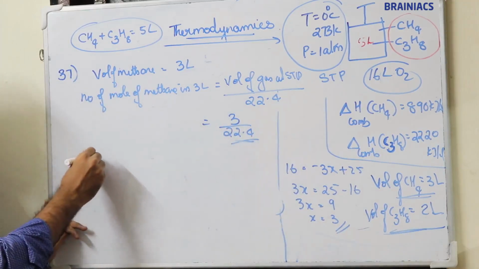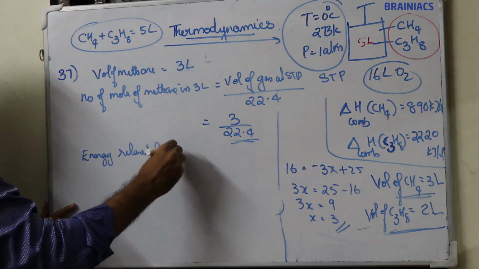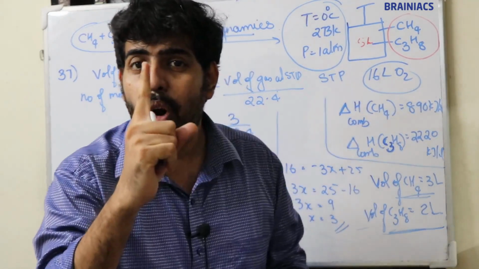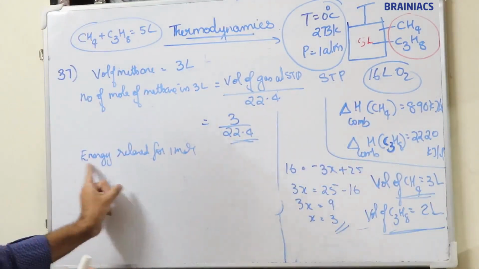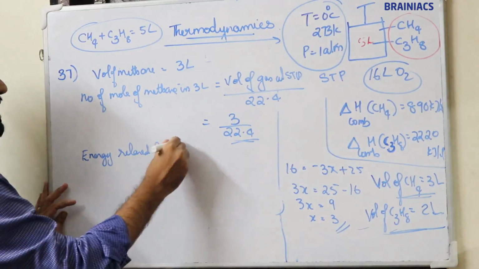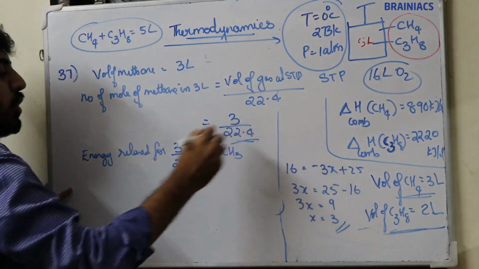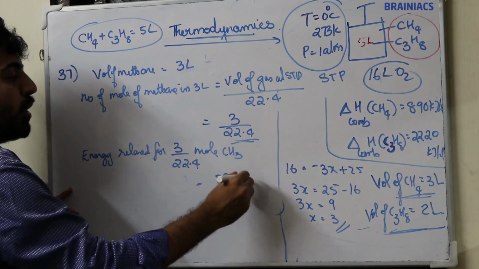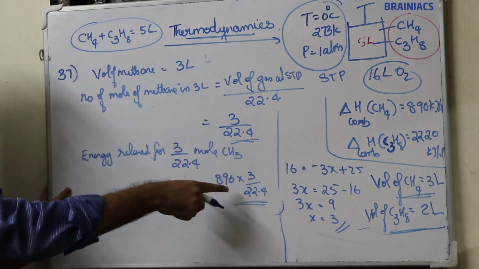So the energy released for 1 mole is the enthalpy of combustion. It is the enthalpy change when 1 mole of a substance is burned, and the energy released for 1 mole is 890 kilojoules. So the energy released for 3 by 22.4 moles of methane: for 1 mole it is 890, so for 3 by 22.4 moles it is 890 into 3 by 22.4. This is the amount of energy released for methane.